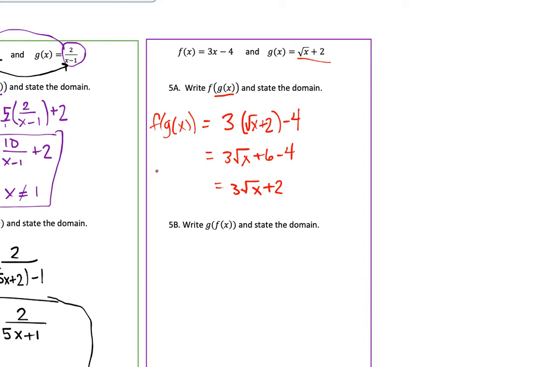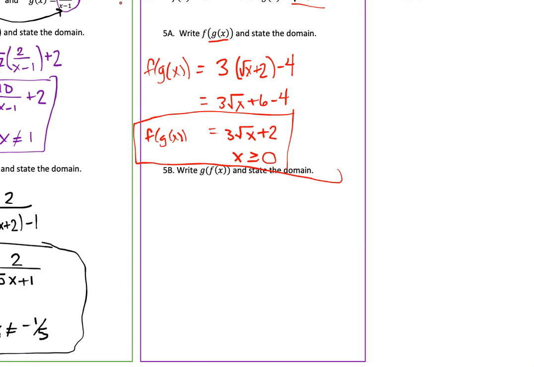And I still need to write my domain, which is: the only thing that can't be underneath a radical is a negative number. So x is going to be anything greater than or equal to 0.